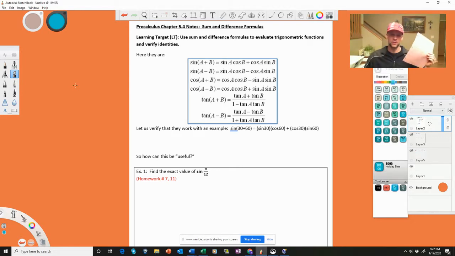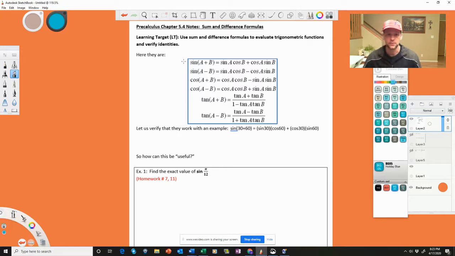There are actually 6 formulas, and they're all very easy. You don't need to memorize it. You just need to be able to use it. What these formulas do is they allow you to take an angle, and they allow you to break it into 2 other angles to evaluate it. Let me just prove to you first that it works, and then you'll see why and where it might come in handy. So I gave you a little example here.